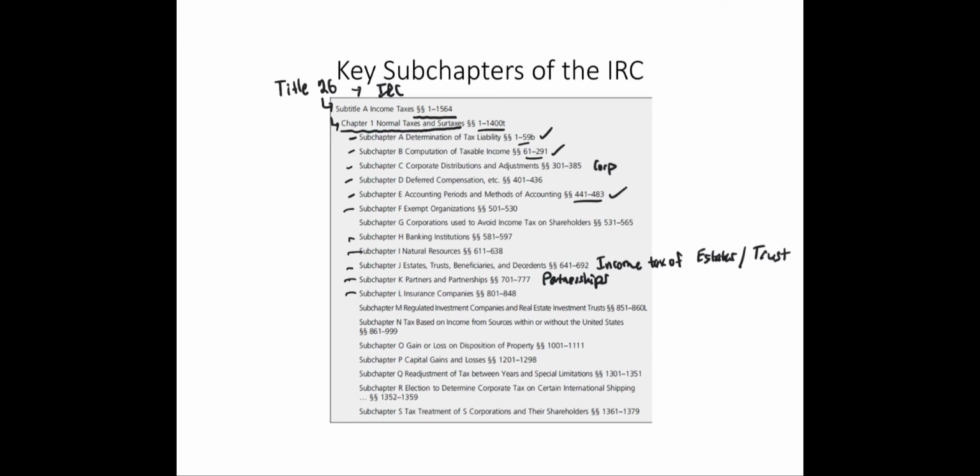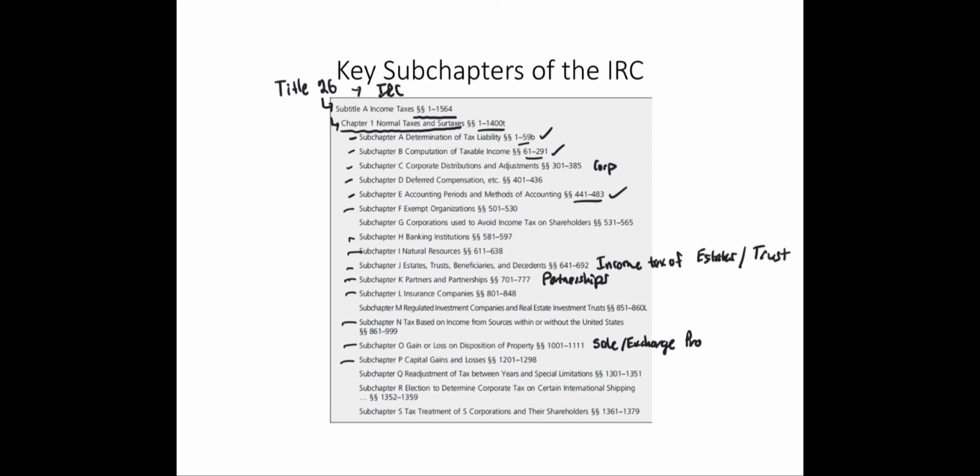Subchapter L deals with insurance. M deals with RICs and REITs. So that's really specific. N deals with international tax. O is one of my favorite topics. You're starting to get into property transactions. So sales and dispositions of property. P is the characterization. So this is, like sale, exchange of property.